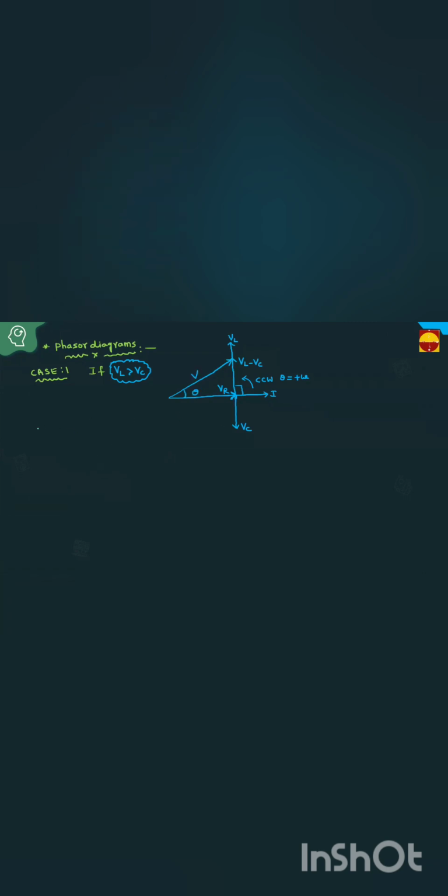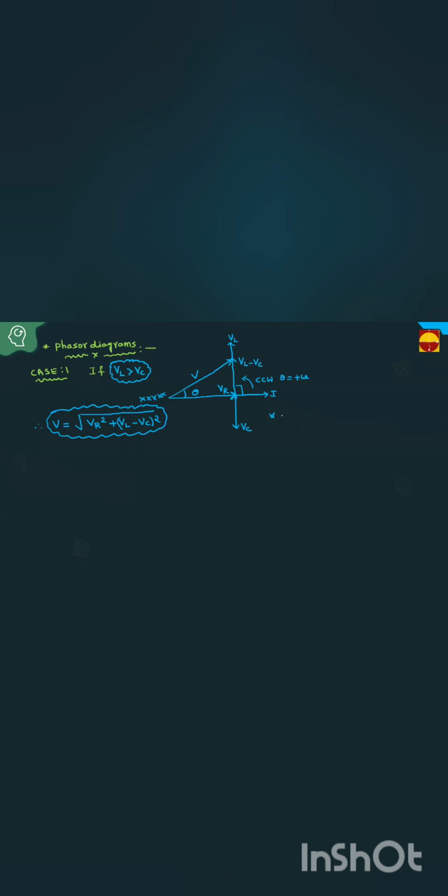Then according to the parallelogram law, how can you write this, students? V equals square root of VR square plus VL minus VC whole square. This is a very important formula, and questions are already asked based on it. But this formula is written with the assumption of VL greater than VC. For VC greater than VL, we will get it later. This is for VL greater than VC.